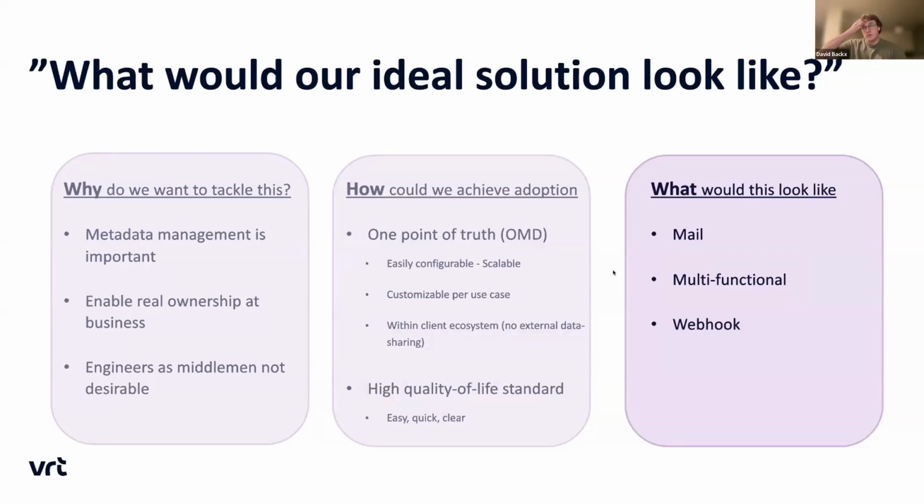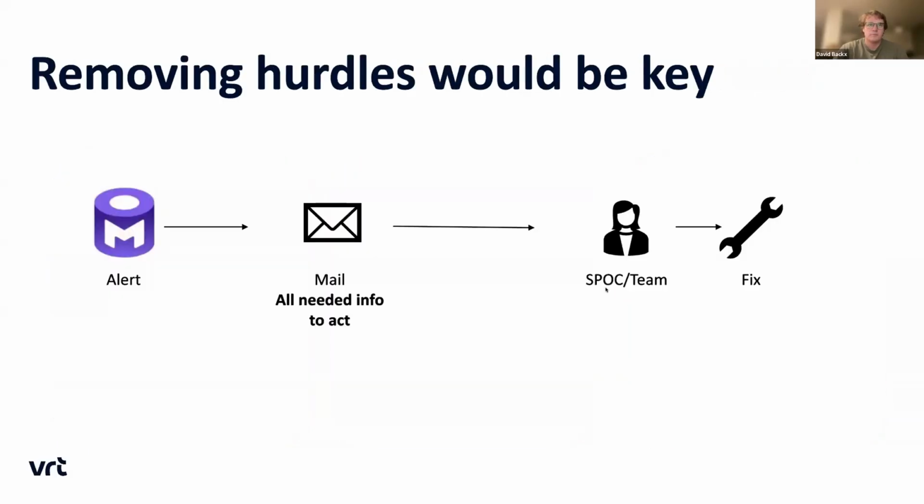So what would this solution look like? We came up in the end with a multifunctional email triggered by a webhook. So it looks like the following. We still have an OpenMetadata data quality alert that, when it gets triggered, creates an email with all the needed information for the business users to act upon and implement a fix.